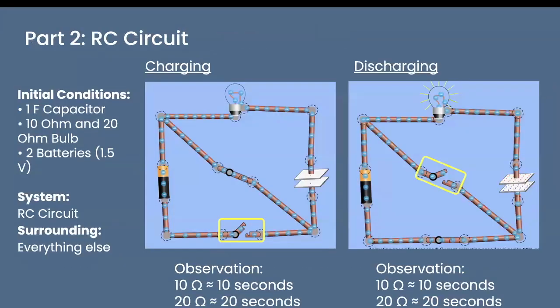Going on to resistor circuits, the initial conditions were two 1.5 volt batteries, a 1 farad capacitor, and a 10 and 20 ohm light bulb. We created a circuit for the 10 ohm resistor and another circuit for the 20 ohm resistor, and that involves a capacitor, and then we measured the time it took to charge and discharge the capacitor. For the 10 ohm circuit, it took about 10 seconds, and for the 20 ohm circuit, it took about 20 seconds.